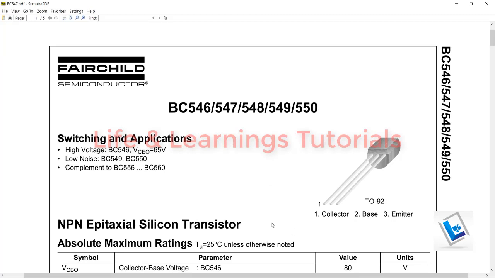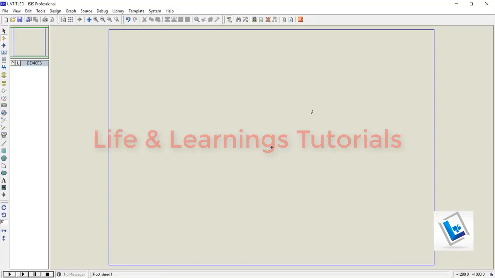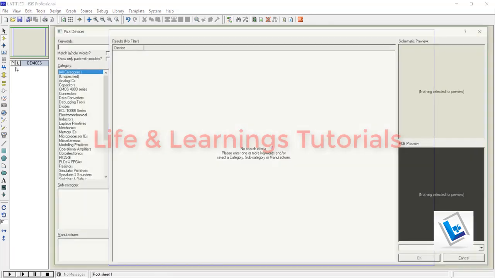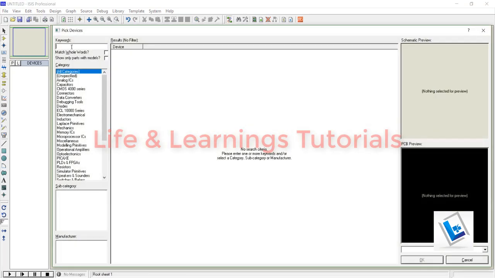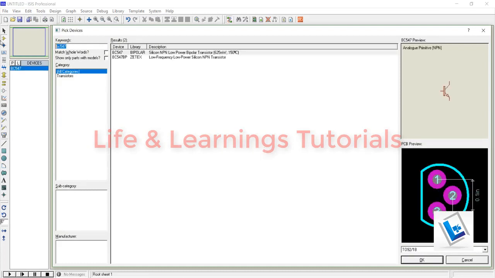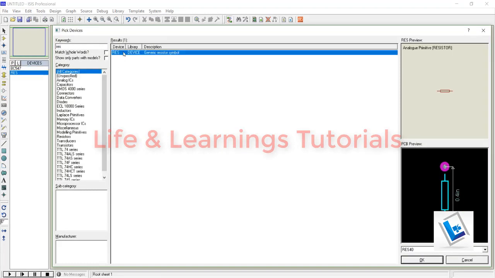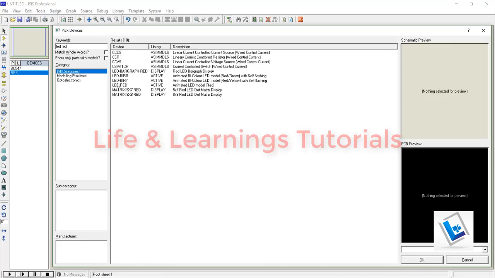For this tutorial, I am going to use the example of this BC547 NPN transistor, and this is a TO92 package with the first pin as collector, the middle pin as the base, and the last pin as emitter. I will use the Proteus ISIS software to simulate the behavior of a transistor as a switch. For this, I need one transistor, which is BC547, then a resistance RES, and then search for LED red. I will use this LED as a load.